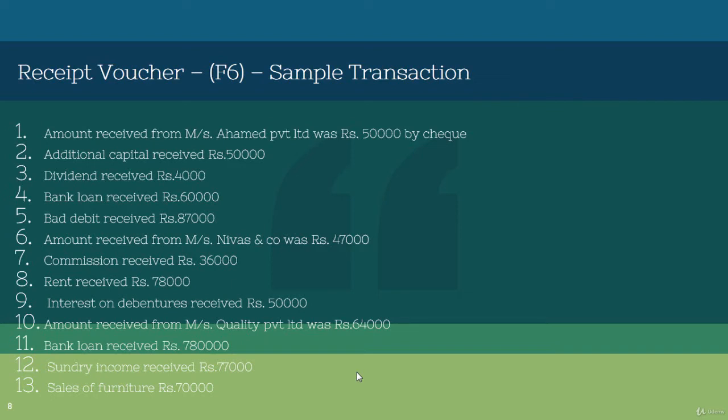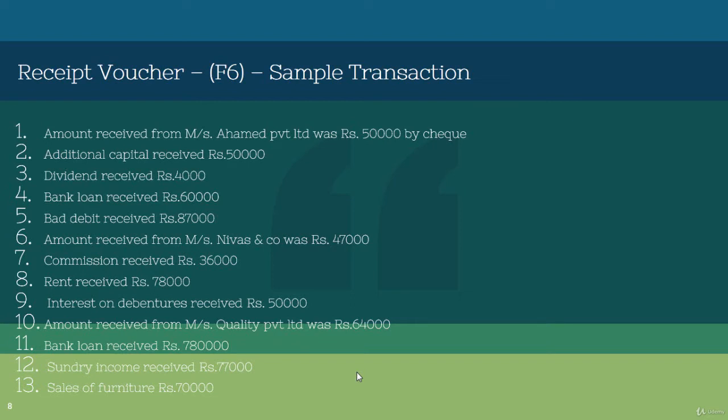Amount received from Nivas Co company 47,000, commission received 36,000, rent received 78,000, interest on debentures received 50,000, amount received from Quality Private Limited 64,000, bank loan received 780,000, sundry income received 77,000, sale of furniture 70,000. So if we receive cash or a check, we have to use the receipt voucher.